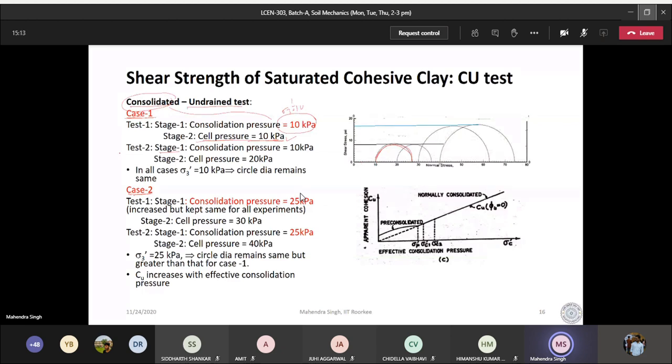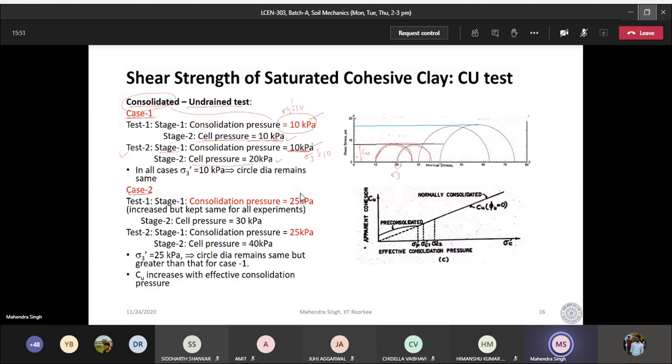Now I do another test where the consolidation pressure is 10 kPa. So we have applied 10 kPa of consolidation pressure. Sigma 3 dash is again 10. Here also sigma 3 dash was 10. But now in stage 2, you have increased the cell pressure and gone up to here. So this is the sigma 3 value, but sigma 3 dash was the same, so the diameter will remain the same, and you will get this. So this is the Cu value. This is what we discussed in the previous slide.